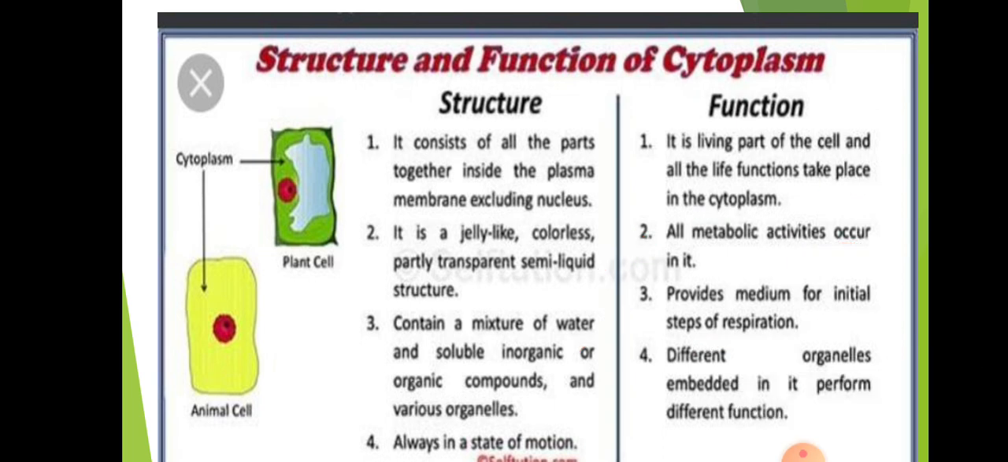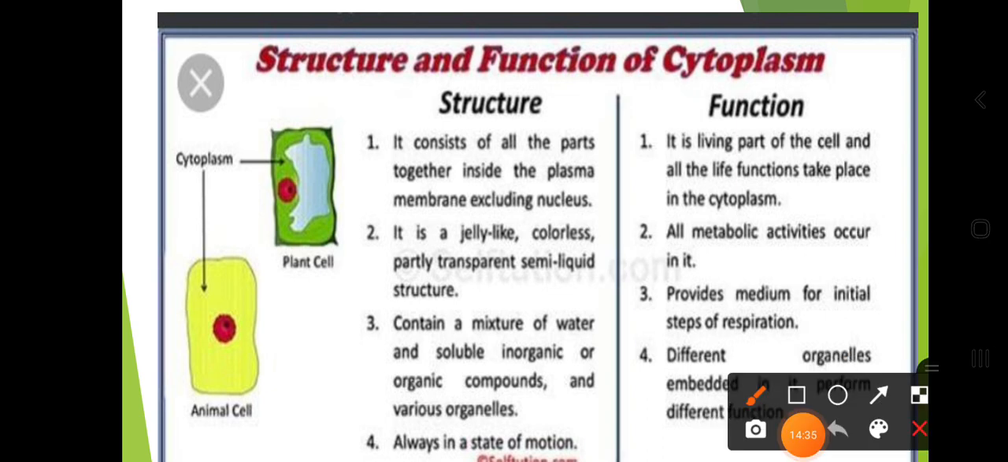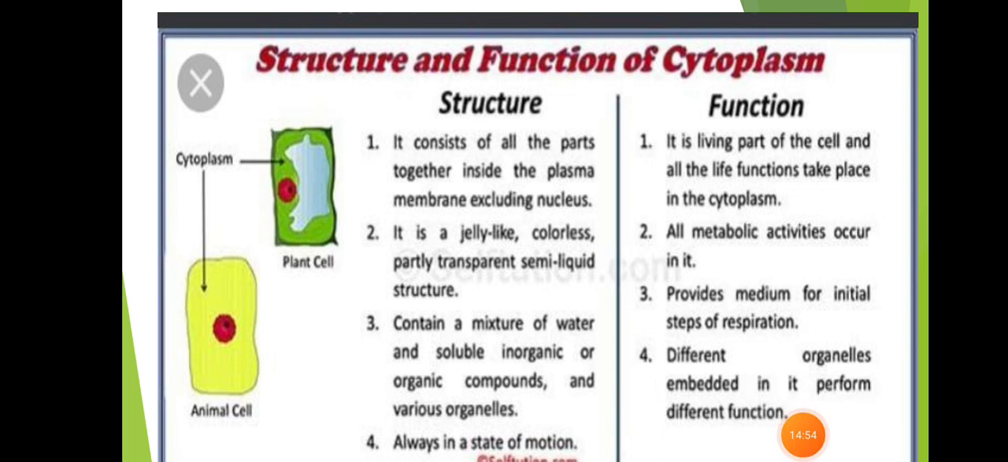It has different organelles embedded in it to perform different functions. Some other organelles are present in the plant cell or animal cells. They are embedded and perform different kinds of functions. So, these are the functions of the cytoplasm.